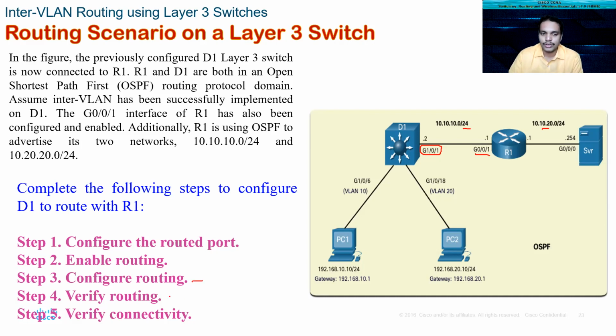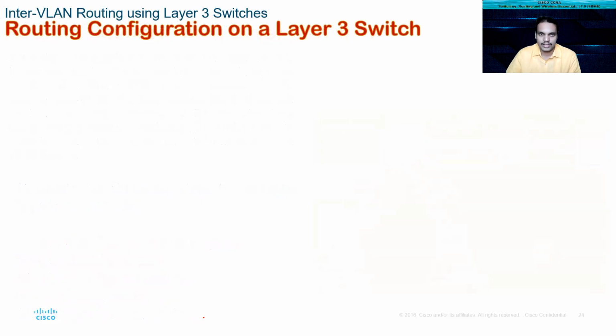After you do that, you need to check whether routing is done properly or not. For this, we can implement the show ip route command, which will give you a list of all the links that are added, or the network routes. And finally, you need to verify the connectivity by using the ping command. Now let me show you how it is done.